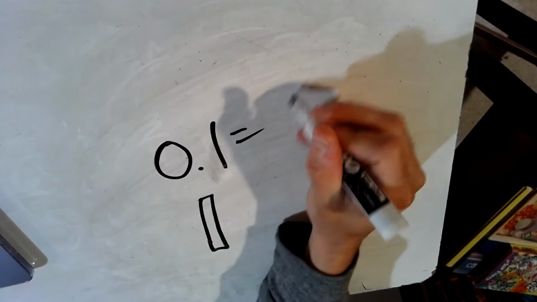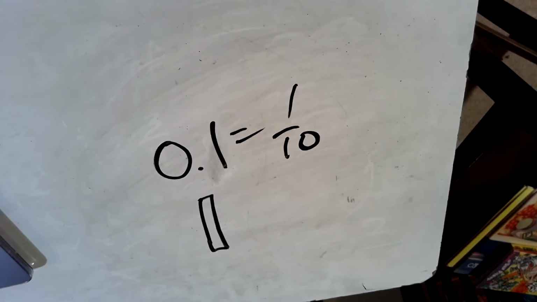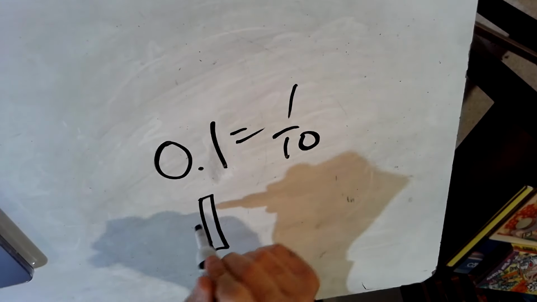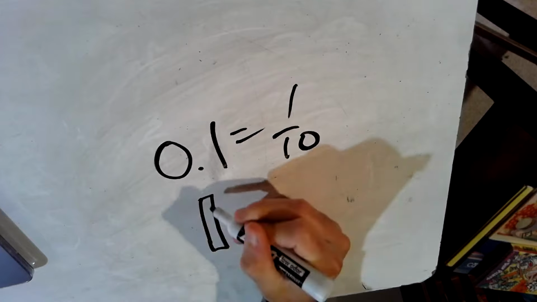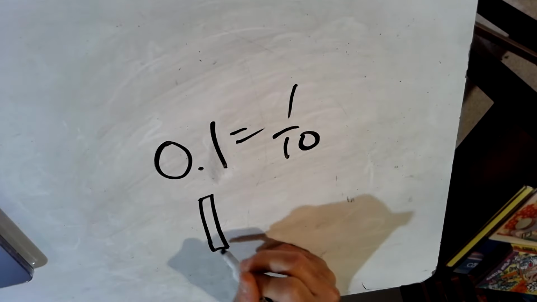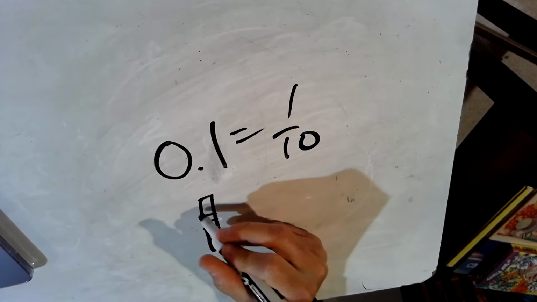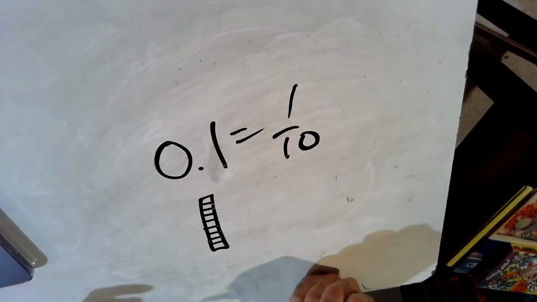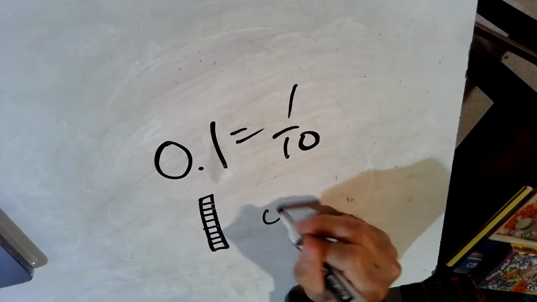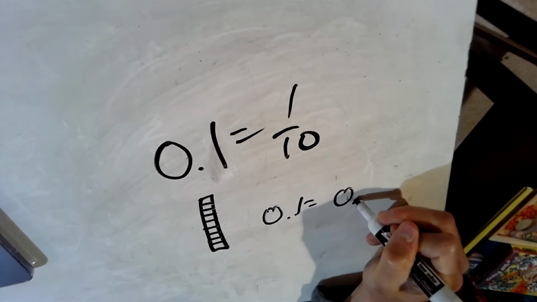In decimal form, we know this is 1/10, which is the same as 1/10, correct? Sure, 1/10. As a base 10 block, this would be 1/10. 1/10 is the same as 10/100. 1/10 is the same as 0 and 10/100.